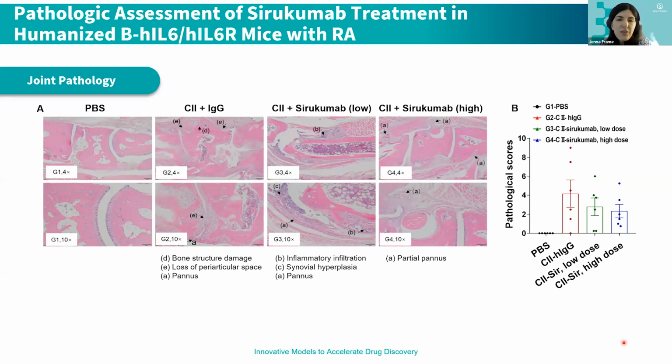Histologic examination of the joints of these mice by H&E staining indicates that, as previously shown, the mice immunized with Col2 had significant damage to the bone structure and loss of periarticular spaces when compared to control mice on the left. However, immunized mice that received high doses of sirukumab had less severe pathology, exhibiting partial pannus formation but overall reduced disease scores, shown here by the blue bars. Again, these results indicate that blockade of human IL-6 was able to partially improve arthritis-related disease in humanized mice.